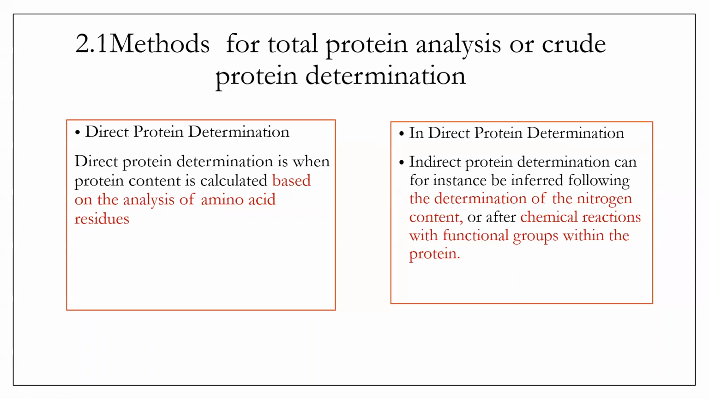Okay, so I was telling about direct protein determination. In direct protein determination, we take the total crude protein and digest it with proteases. After the digestion, we go for amino acid analysis, and from there we calculate the protein content. In indirect protein determination, we focus on the nitrogen content, and sometimes we modify the functional groups through a chemical reaction, and that is the way of bioassays. Protein assays, which we do normally, are indirect protein determination.